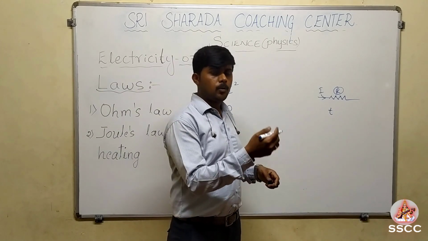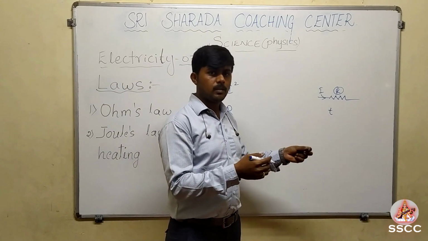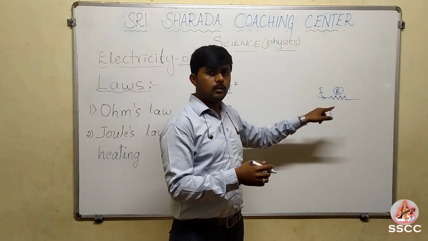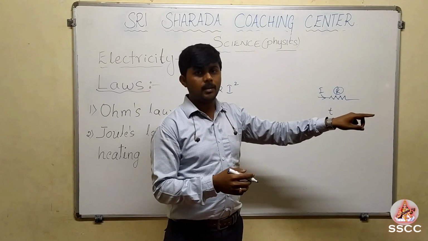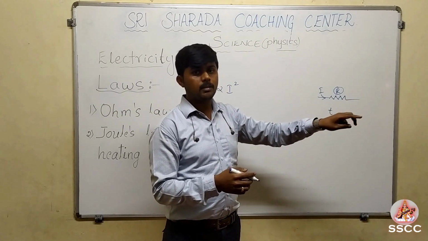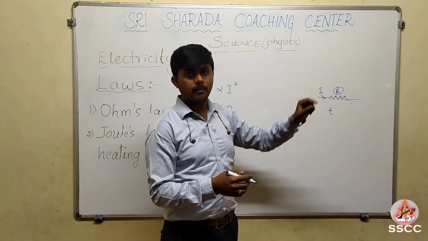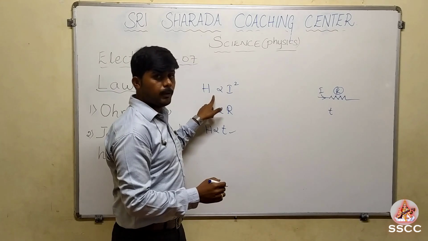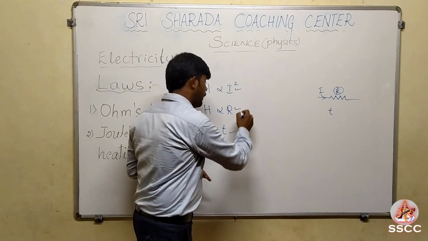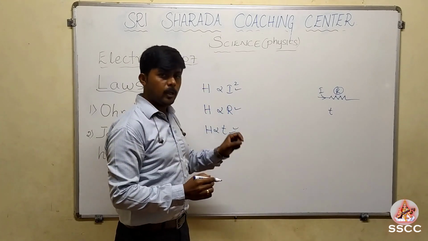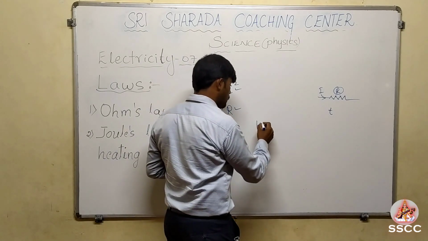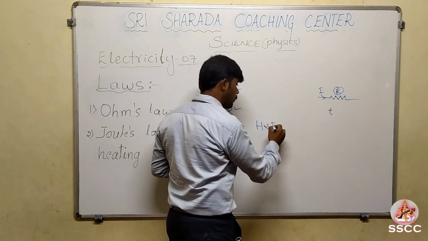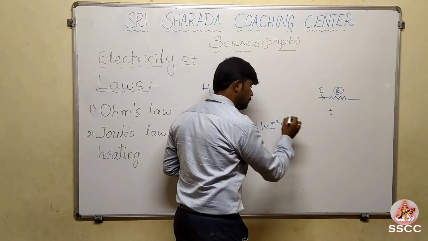Every day if we are using an electric heater or geyser, if we switch on the electric geyser for 10 minutes or for 20 minutes, the water will get more heat. This one generally we can observe. And here we are combining all these three factors which are on the right-hand side in one formula, that is, H is directly proportional to I square R t.